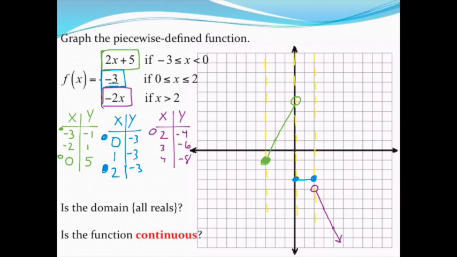To answer their questions at the bottom, is the domain all reals? That question means if I go left or right on the x-axis, will I always be able to find a point above or below me? And this time, unlike the other two videos, the answer is no, because if I pick an x value somewhere in this location, there's no graph. The functions don't tell me what to do if I pick an x value smaller than -3, so the domain's not all reals. Is the function continuous? Can you draw this without picking your pencil off the paper? Yeah, no way. So this is definitely not going to be a continuous function.